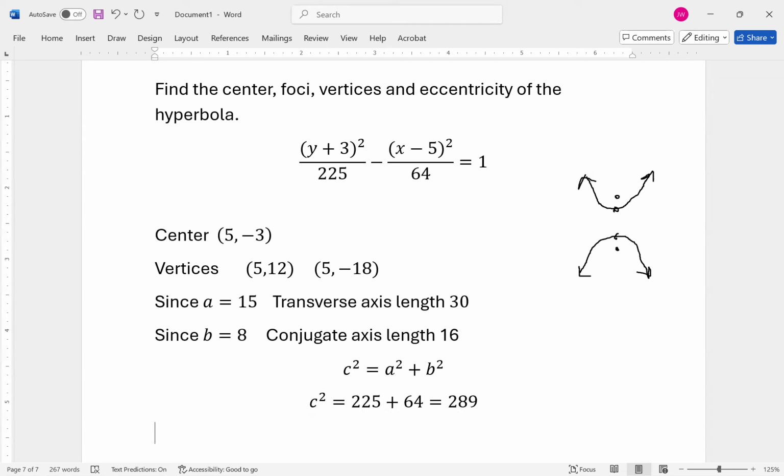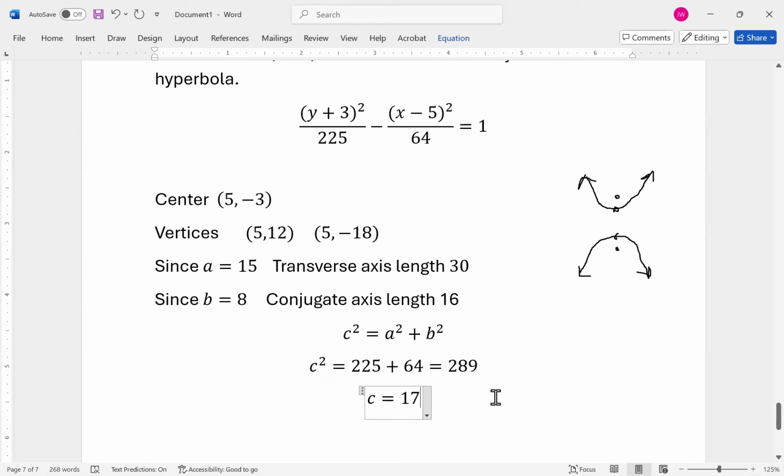Which is really lucky for me because the square root of 289 is 17. Some c values will obviously be irrational. They'll be the square root of some ugly number, but in this case, I was pretty fortunate that 289 was a perfect square.